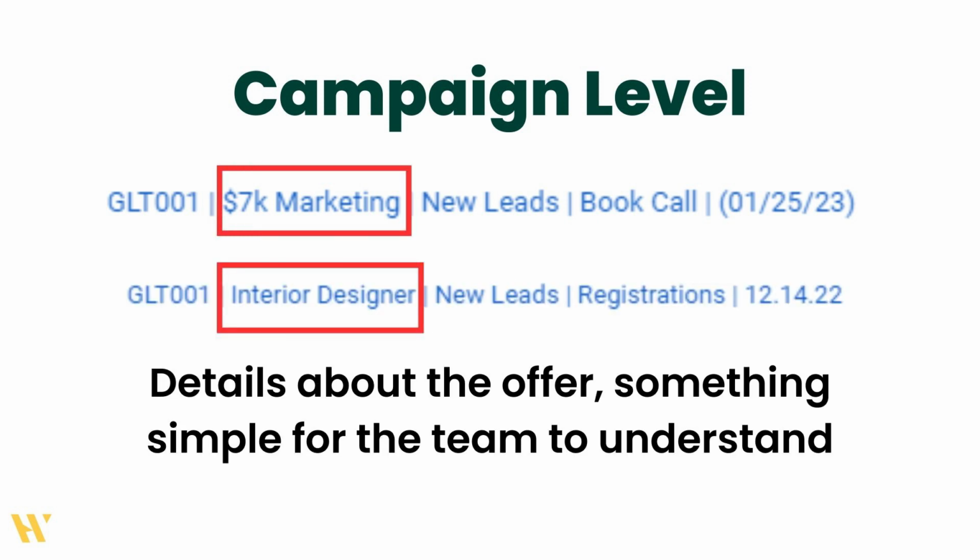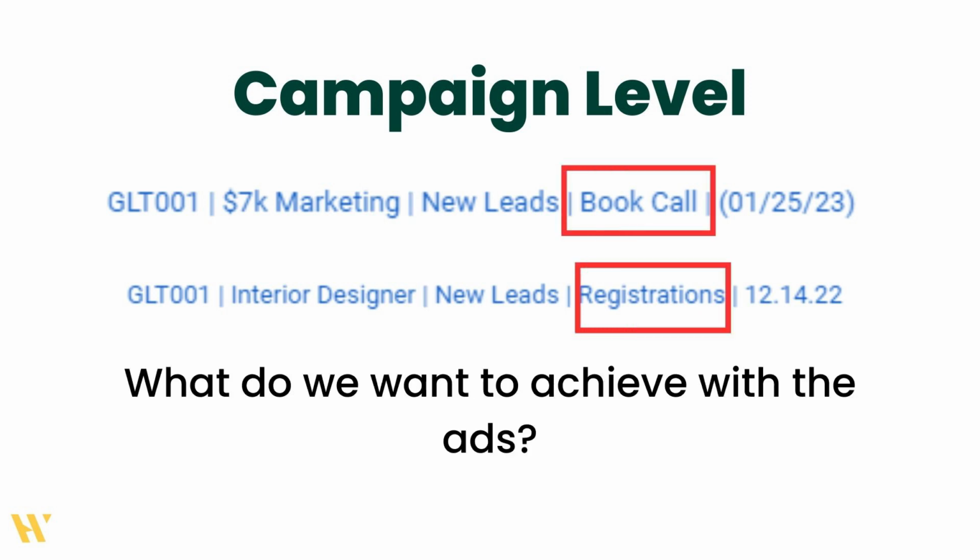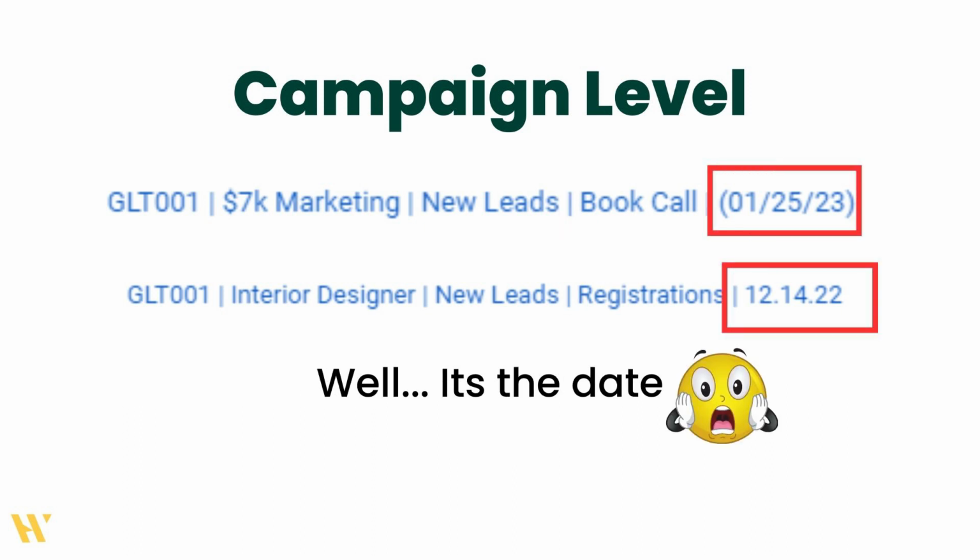Next up, we have just a few words of details about the offer, something simple for the internal team to understand. Next up, we have the campaign objective, which is new leads in this campaign. And lastly, we have the goal of the campaign, what we want to achieve with these ads. So the first campaign, we want to book a call. Next campaign, we want them to register on the website. And guess what the last one is? It's the date. Crazy, right?